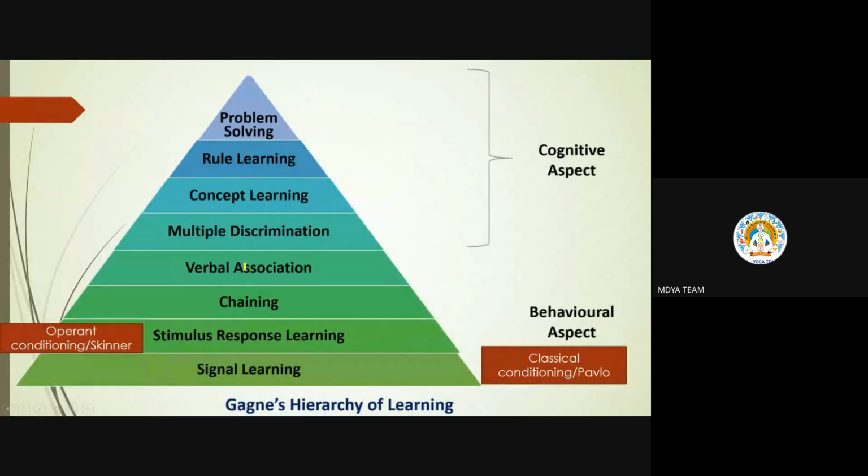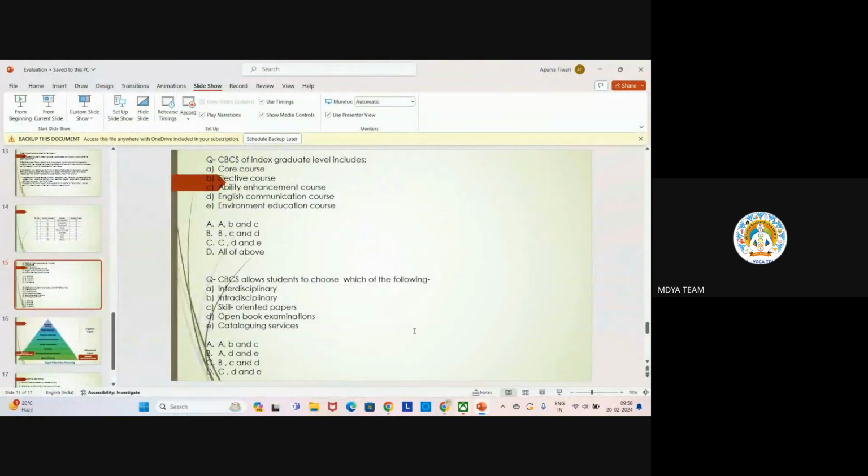Because the next slide is Gagne's hierarchy. I will explain this after Bloom's taxonomy. Any doubt in this? Let me show you.